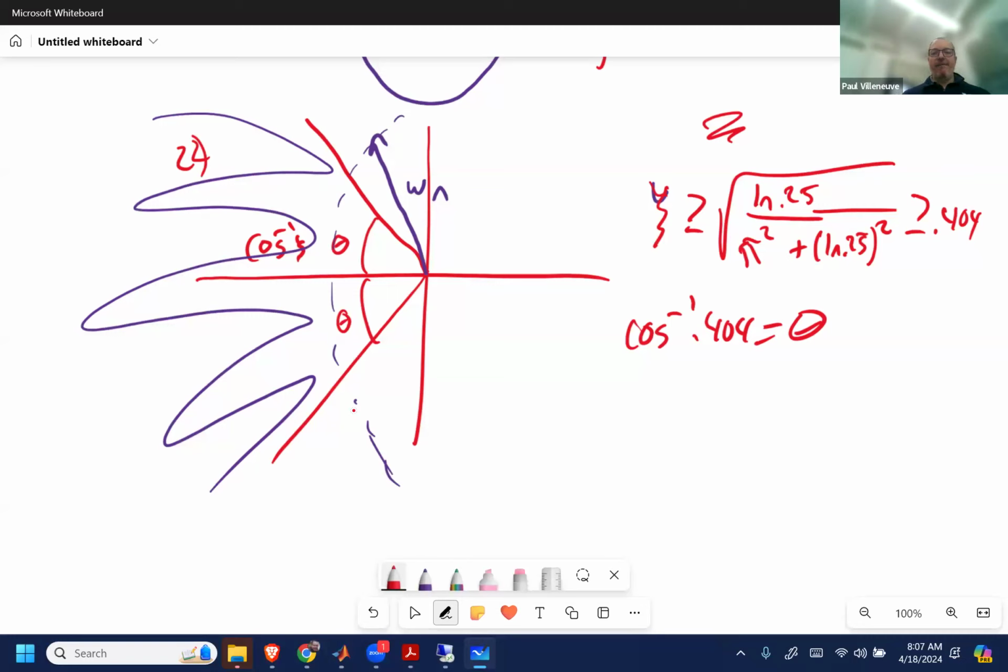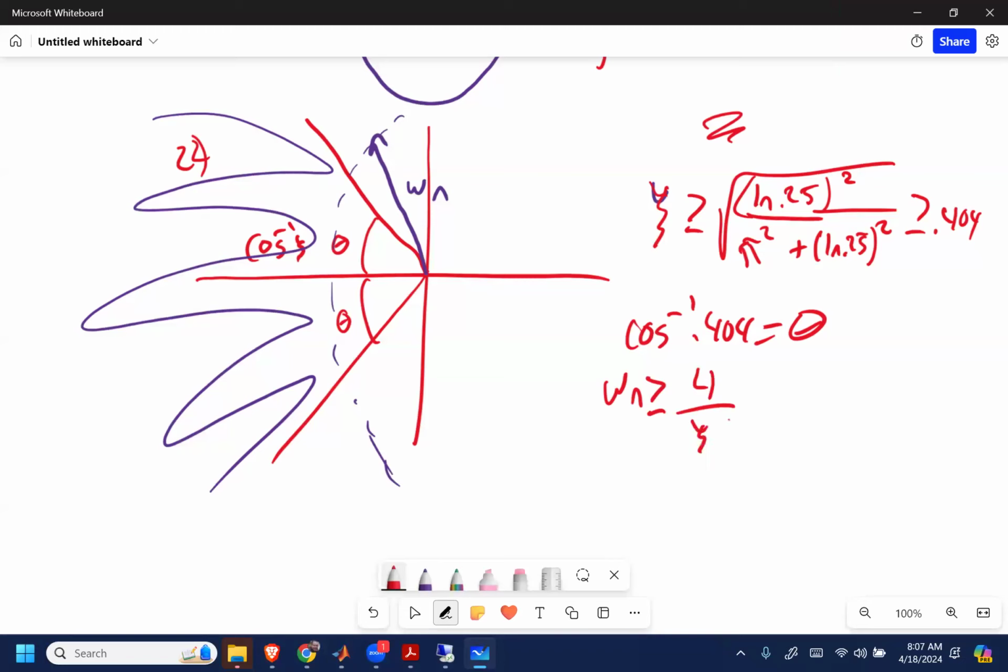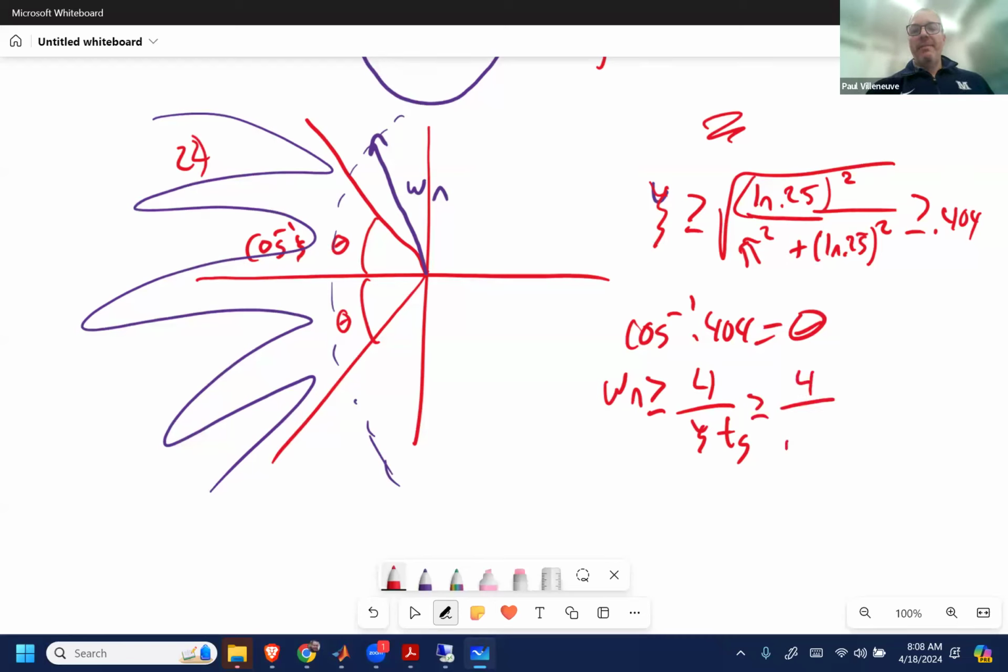Oh, yes, thank you. Got that part. And then omega sub n had to be greater than or equal to 4 over zeta times your settling time. You need me to put the numbers in there, or can you do the inverse cosine of 0.404? Omega sub n is equal to, yeah, 4 divided by 0.404 times 10.